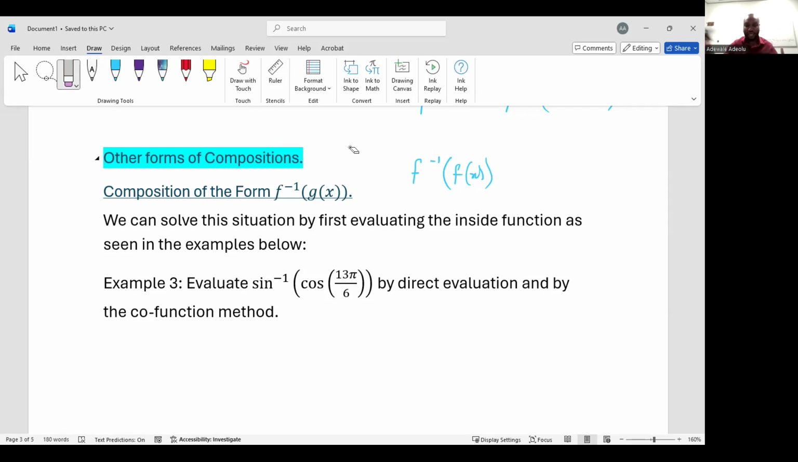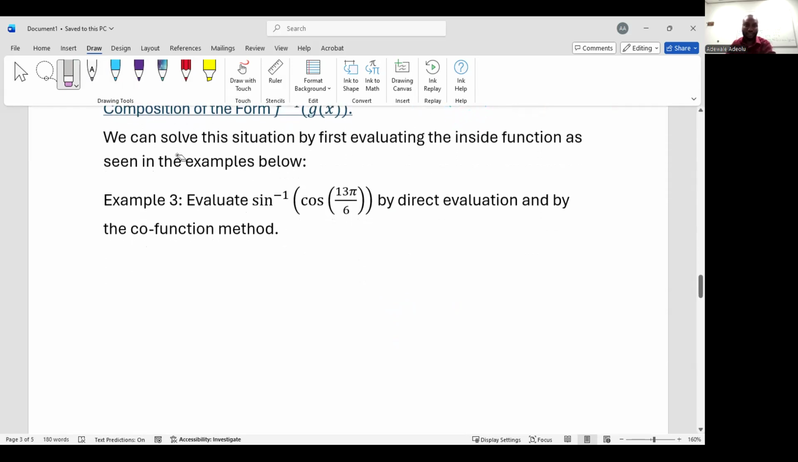That is maybe sine and cosine. Guys, what we did earlier is not going to work here. Even if we have a situation like this, let's say sine inverse of cosine of pi over 3. Even as pi over 3 is in the restricted domain of cosine, we will not do that. Rather, we are going to solve it using one of the methods we have used earlier today.